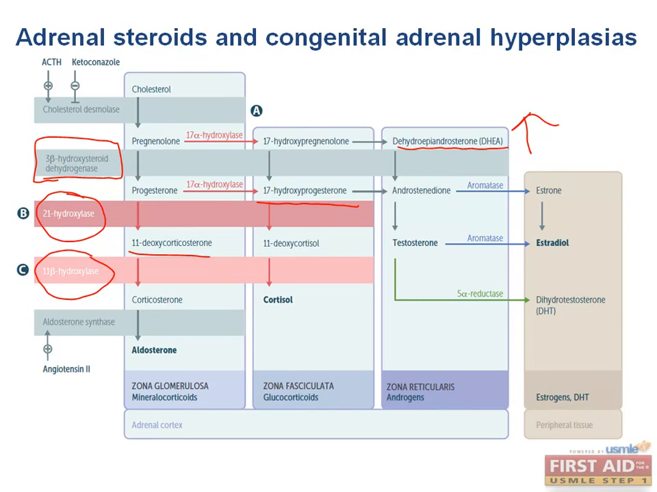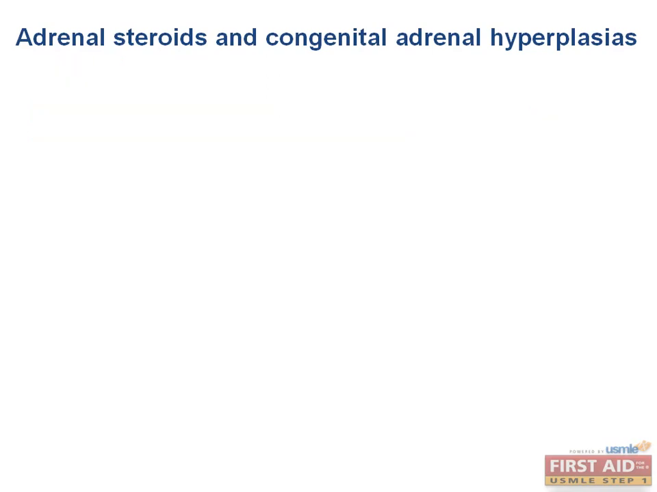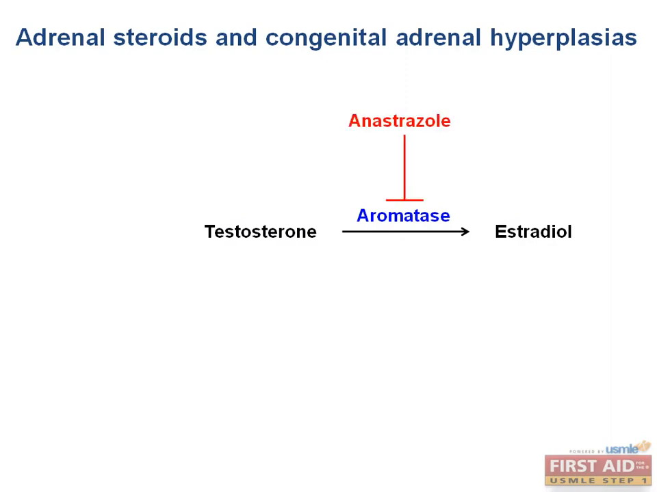Let's zoom in on this part for a bit. The relevant enzymes are absolutely critical for you to know because they are a target of several drugs, and this is how you're going to see them tested on the boards. Testosterone is converted to estradiol by aromatase, and aromatase inhibitors such as anastrozole are important drugs in the treatment of some types of estrogen-responsive breast cancer, i.e. those that express estrogen receptors.